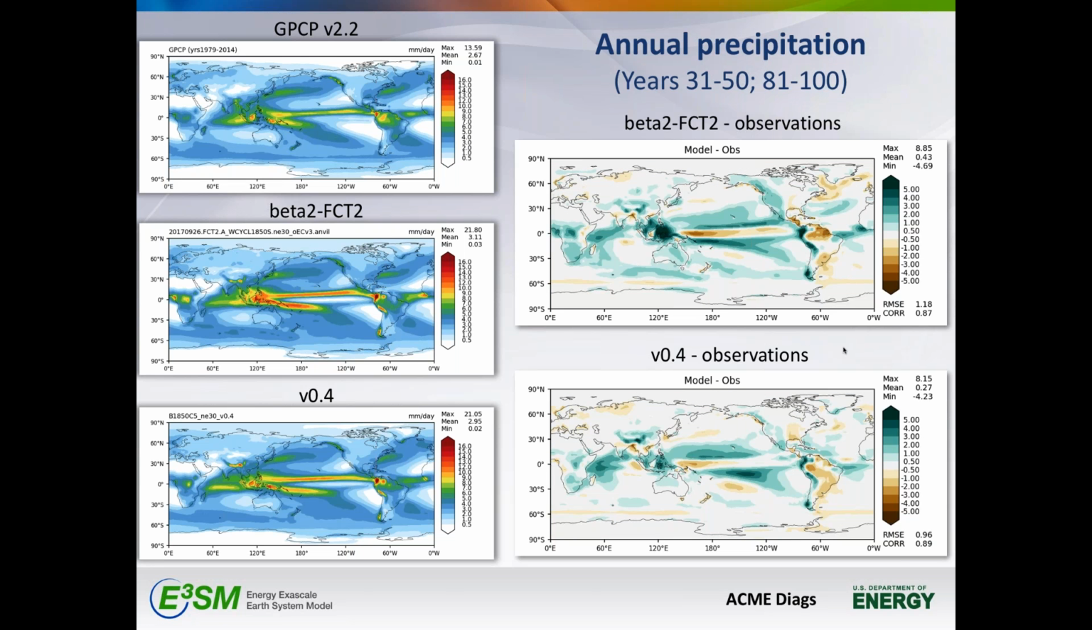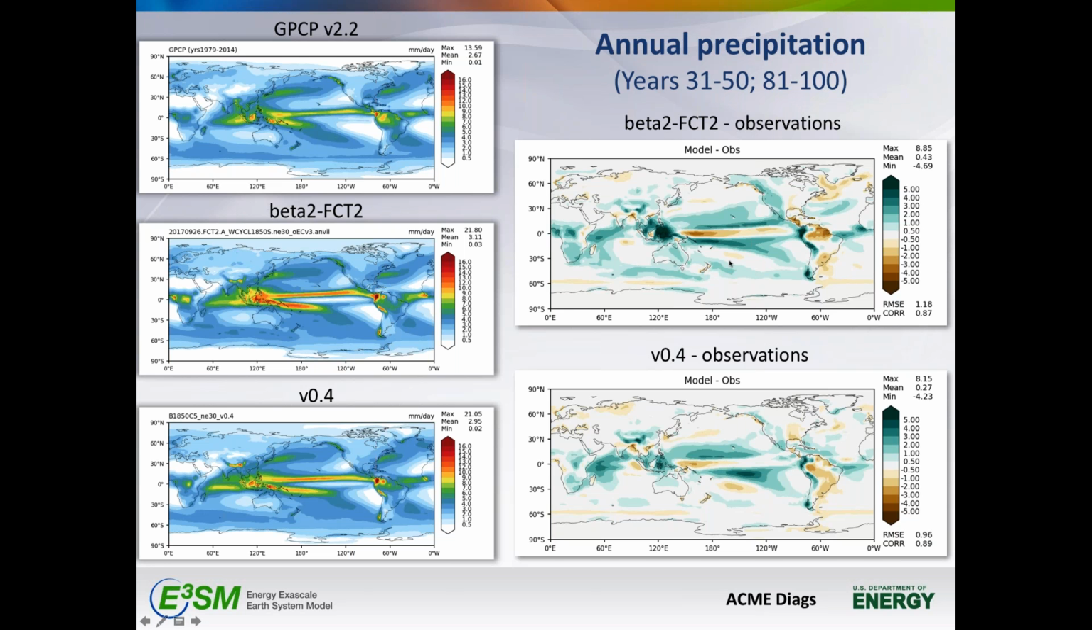Now this is the precipitation. On the left here, you have observation and different model, and this is the difference. And you see overall both model, beta 2 and V4 have a double ITCZ. This is not surprising. This is characteristic of all coupled model. You see the double ITCZ here, and you see it as the excessive precipitation across on the equator.